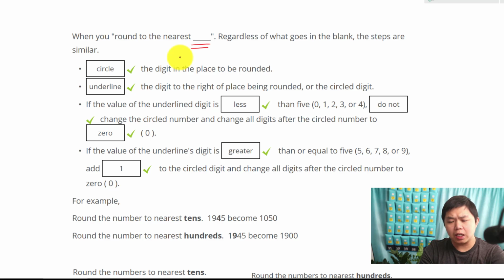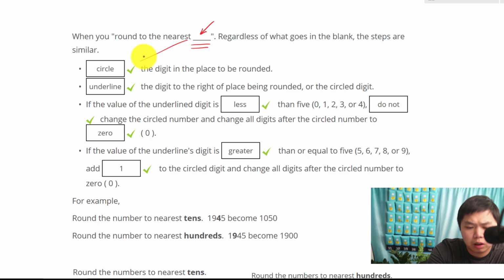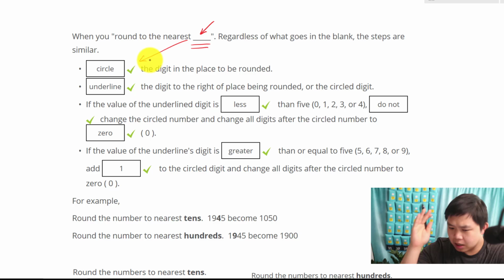The first thing you need to do is, this will tell us what place that we need to round the number to. And we're going to circle that place value right there. Okay, that's the first step. We're going to circle it. And the next step is look at the next digit to the right. The next digit to the right of that circled number, okay?